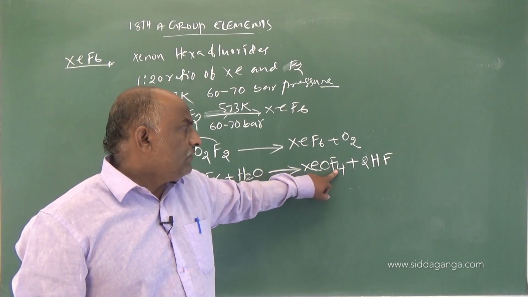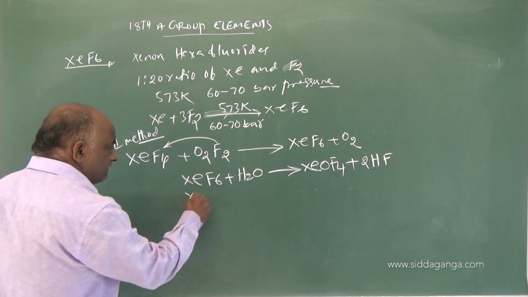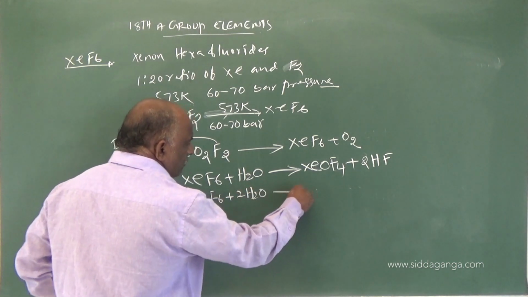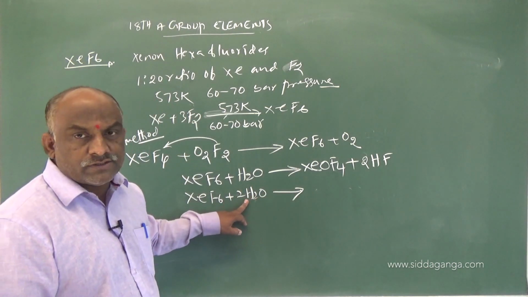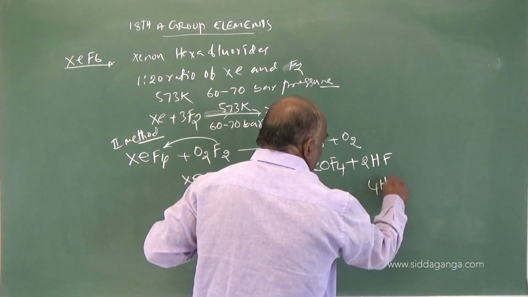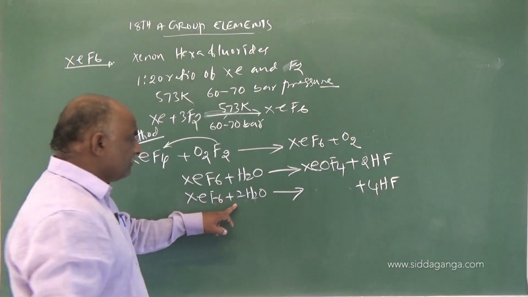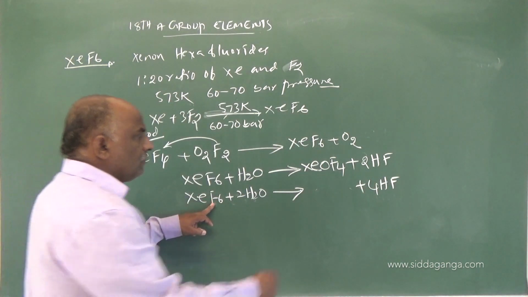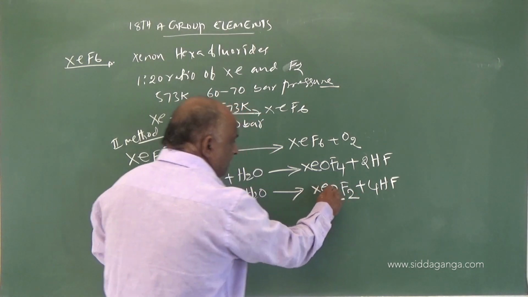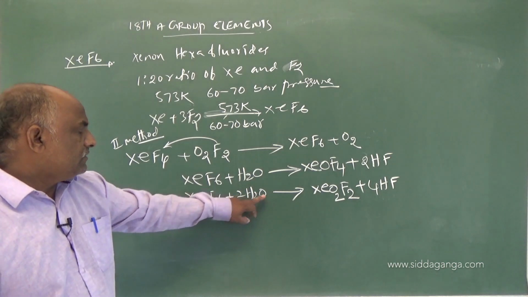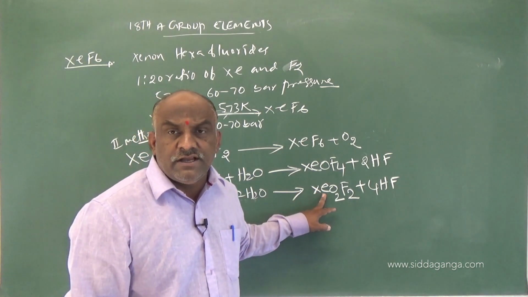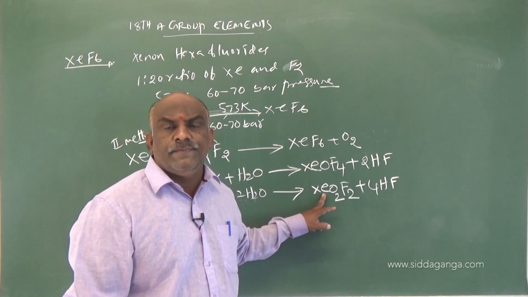Suppose XeF6 plus 2H2O is given. 2H2O means 4 hydrogens. The 4 hydrogens combine with 4 fluorines, and we will get 4HF. Remove 4HF, what is left? 2 fluorines, 2 oxygens and 1 xenon are left. This compound is called xenon dioxydifluoride.